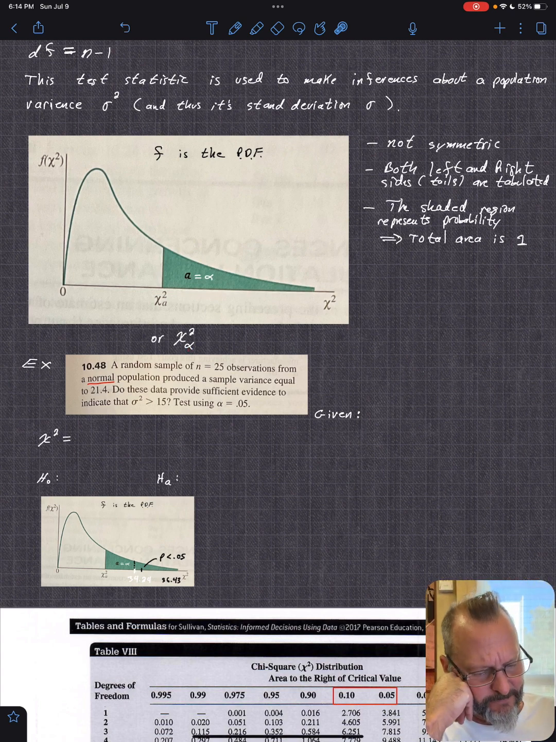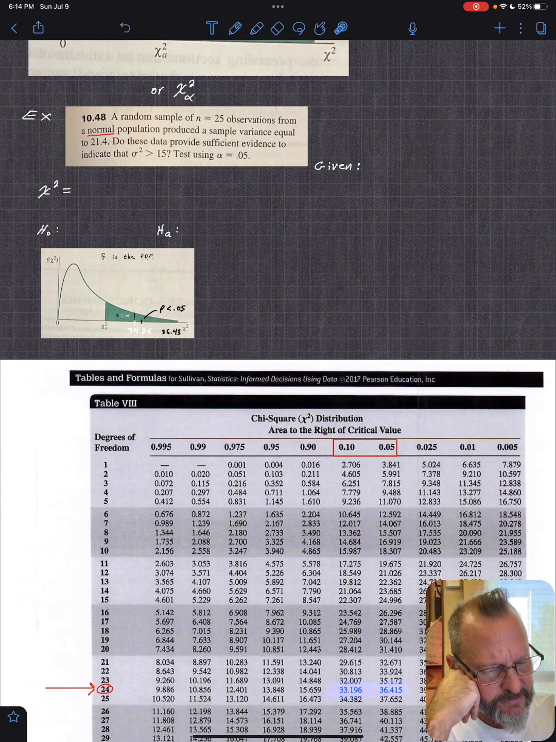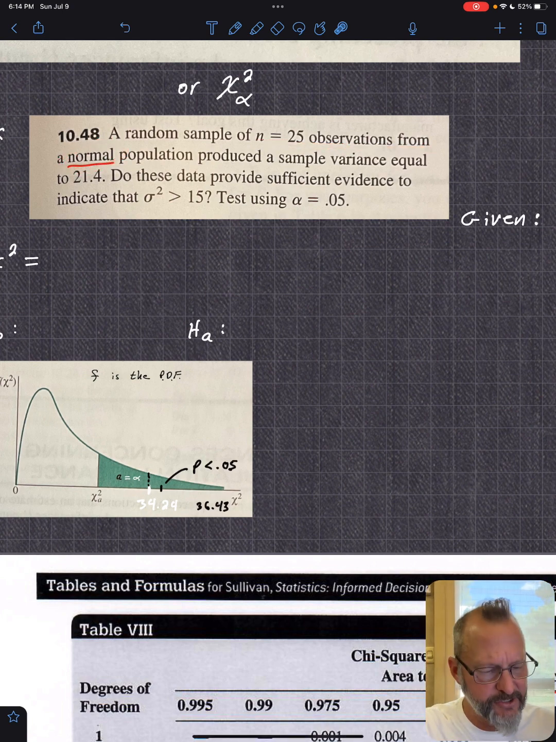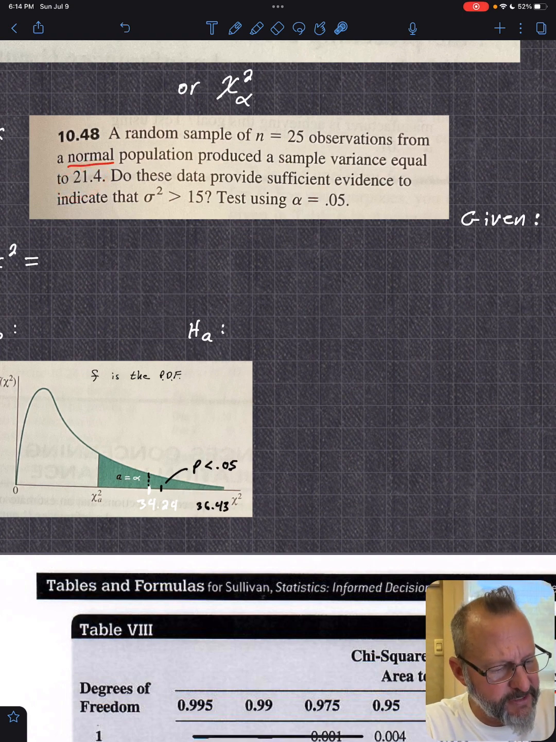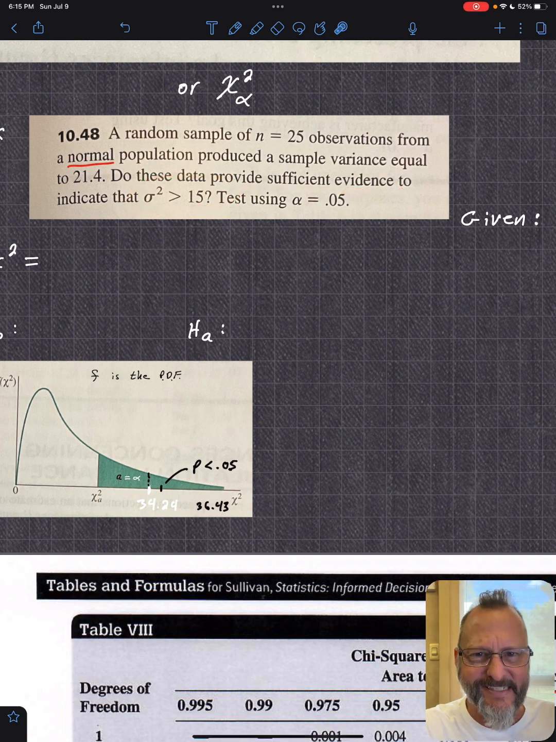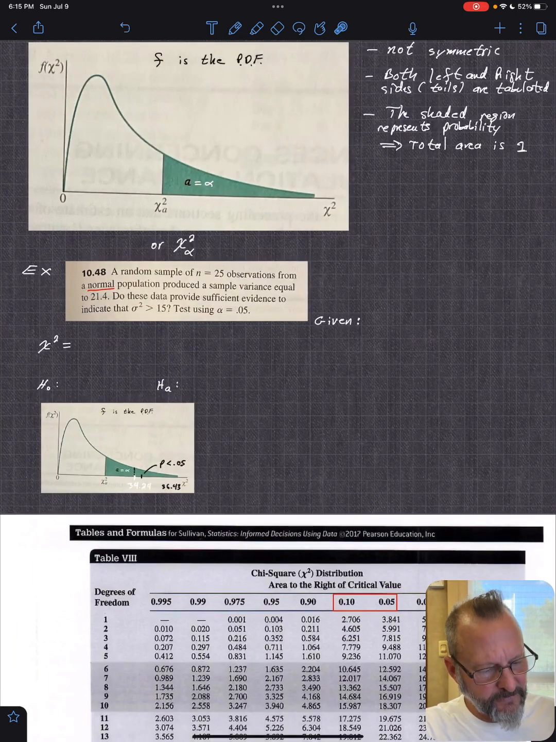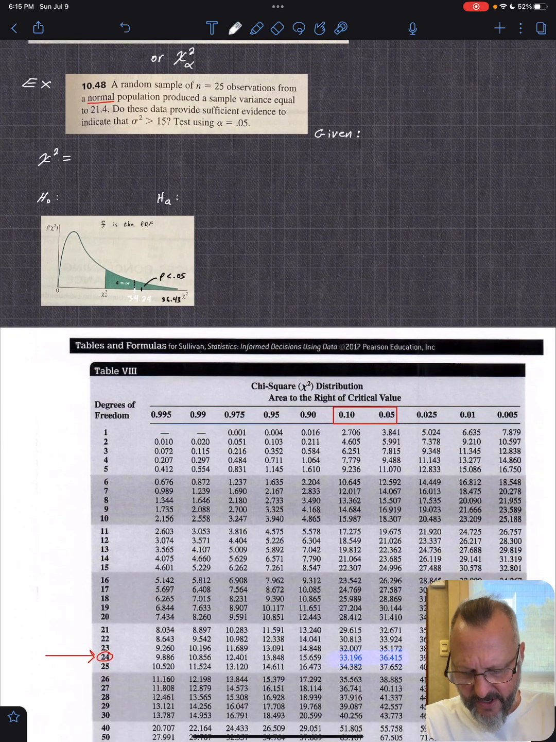All right, so let's look at an example. This is going back to chapter 10. Let's read through it. First, a random sample of n equals 25 observations from a normal population, that's one of the stipulations, produces a sample variance of 21.4. Do these data provide sufficient evidence to indicate that the actual variance is greater than 15? Use 0.05 as your significance level. Okay, we'll do that. All right, so let's do the calculations right here.